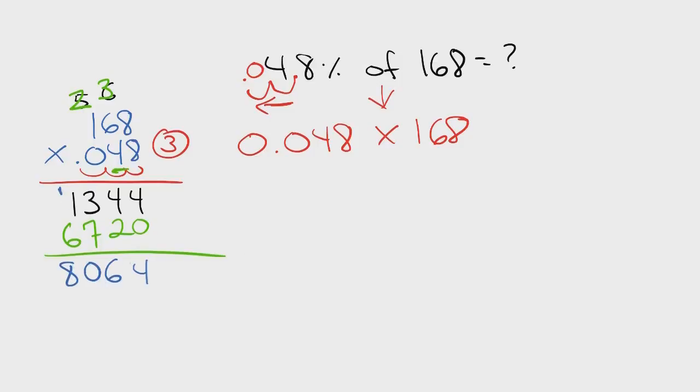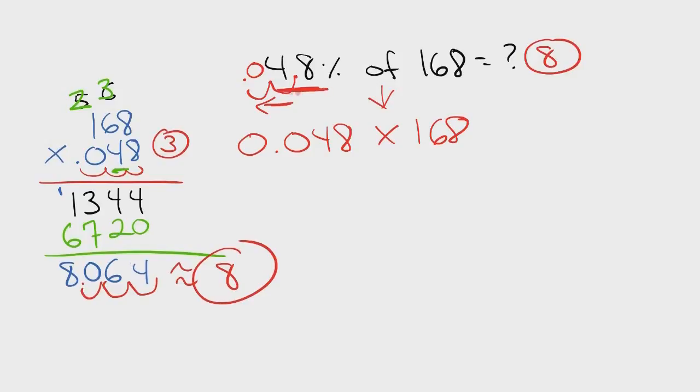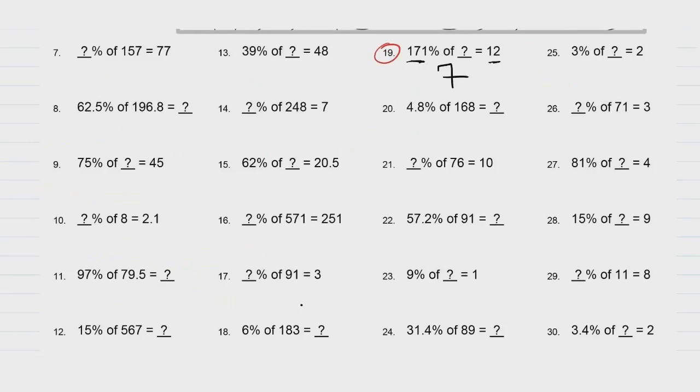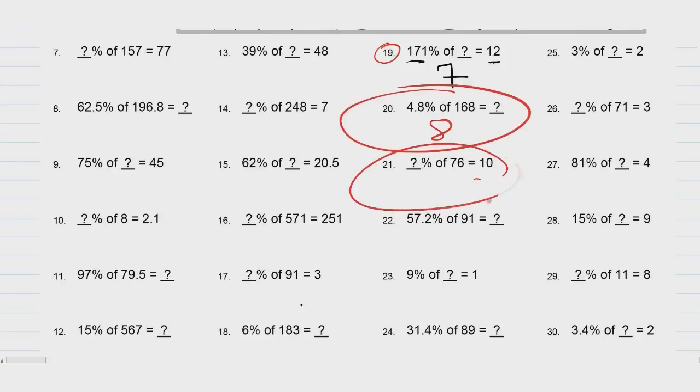But we need to move the decimal 3 spaces back. 1, 2, 3. The answer is approximately 8. So right here it is 8. And when you think about it, this is such a small percent, 4.8% of 168. You know this number is going to be really small. We come back here and we know the answer for number 20 is 8. I love those easy ones like this. This problem 20. Oh, these division ones. But let's continue. Enough complaining, right?